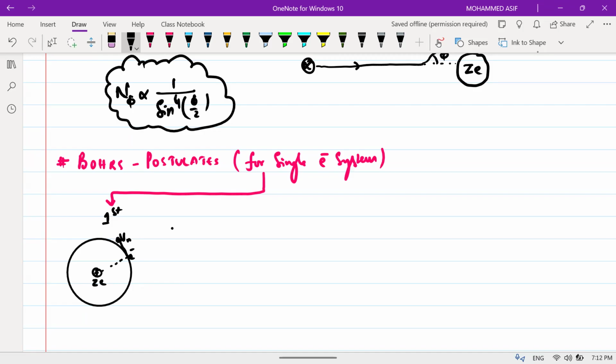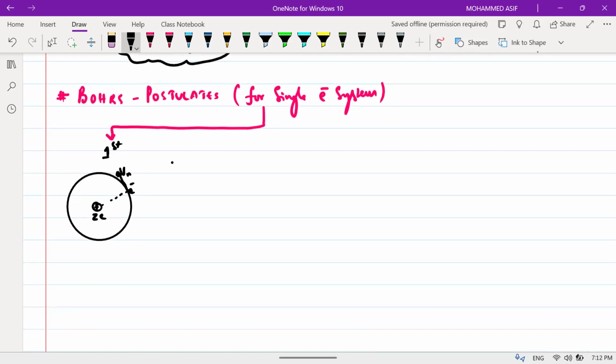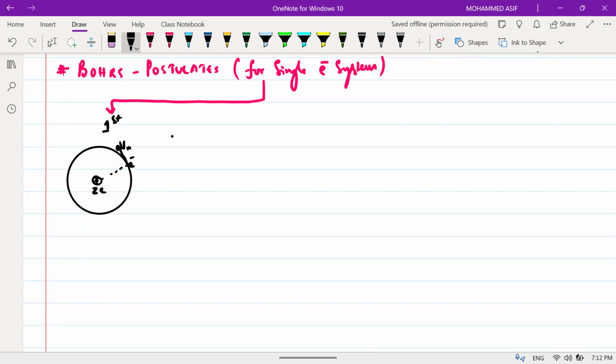The first postulate says that electrostatic force is responsible for the motion. As it is moving in a circular path, the centripetal force m Vn square divided by the radius of the nth orbit equals K Z e square divided by the square of the radius of the nth orbit. So the centripetal force equals the electrostatic force between the nucleus and the electron. From this we can calculate the velocity in the nth orbit and the radius of the nth orbit; all those derivations we can do from this system.